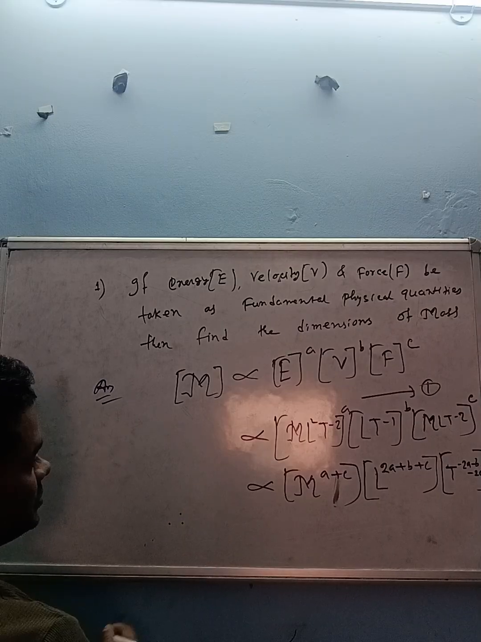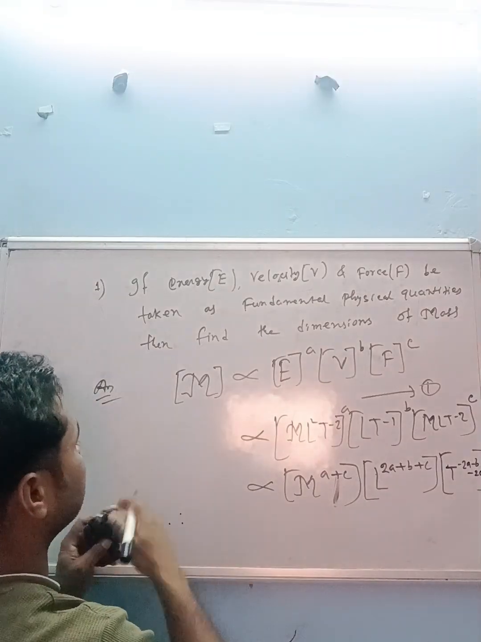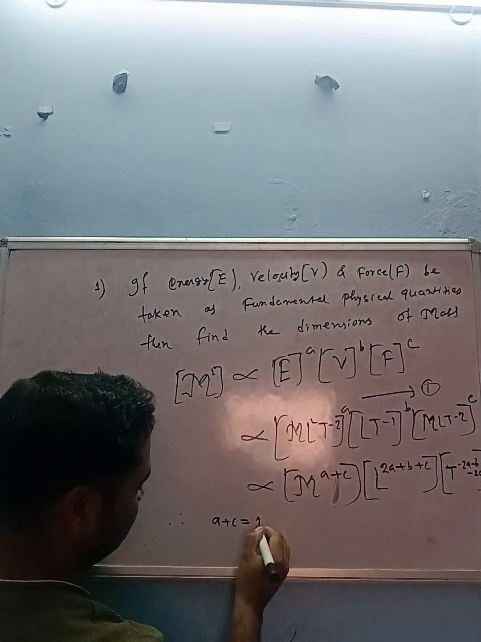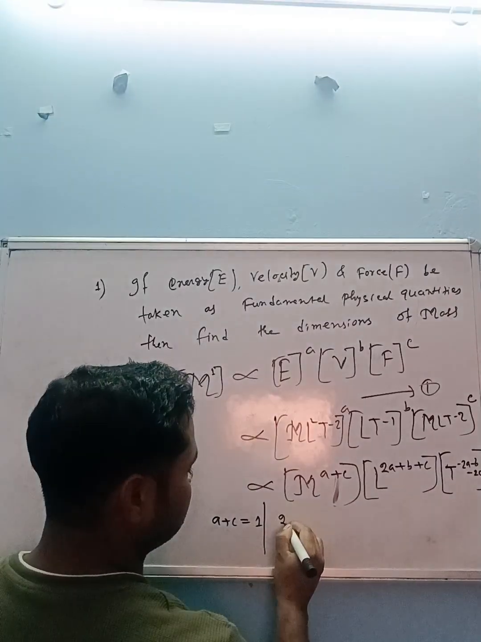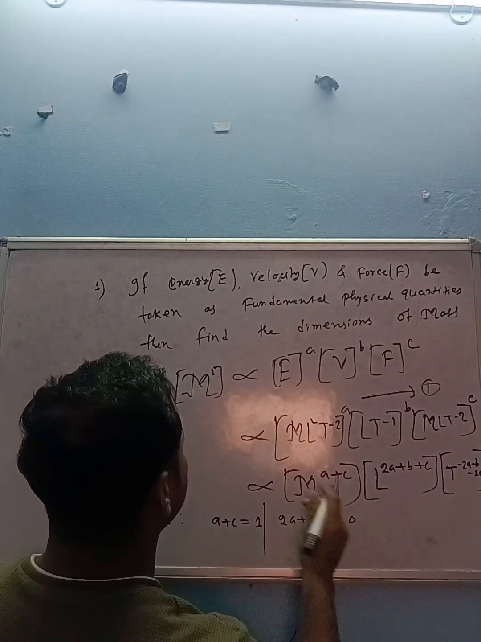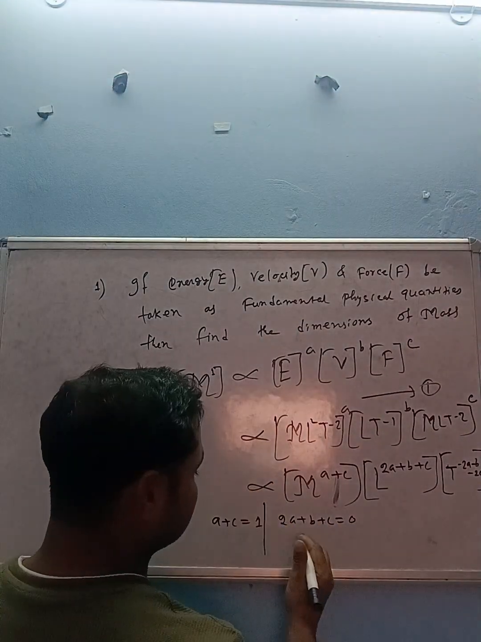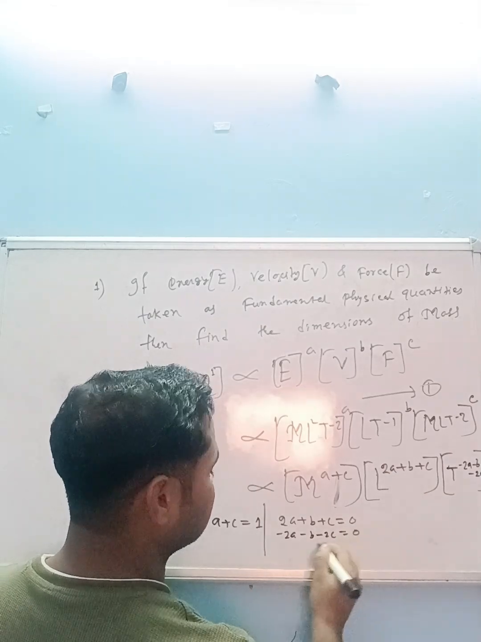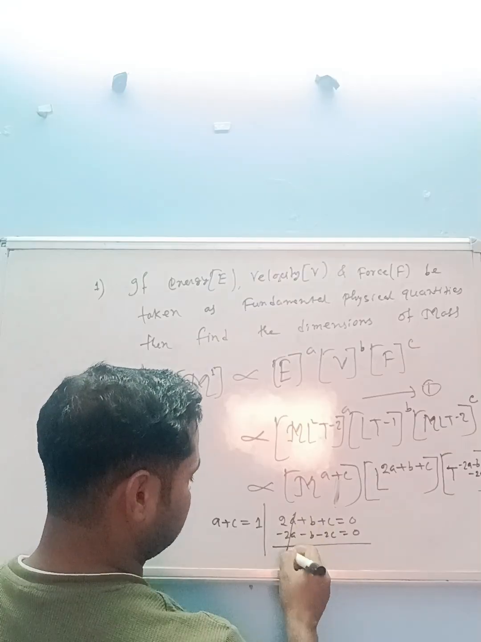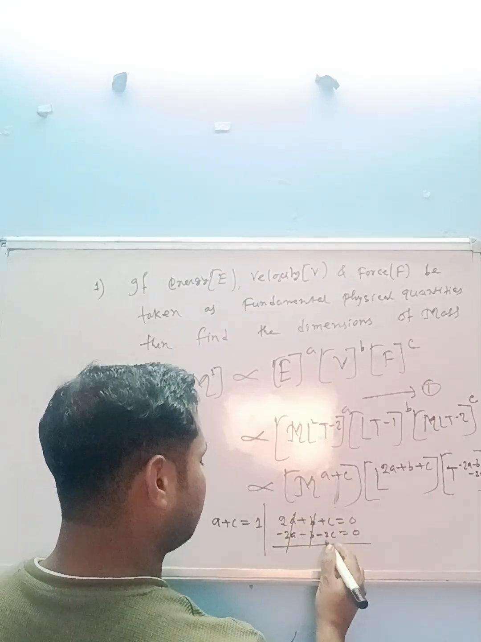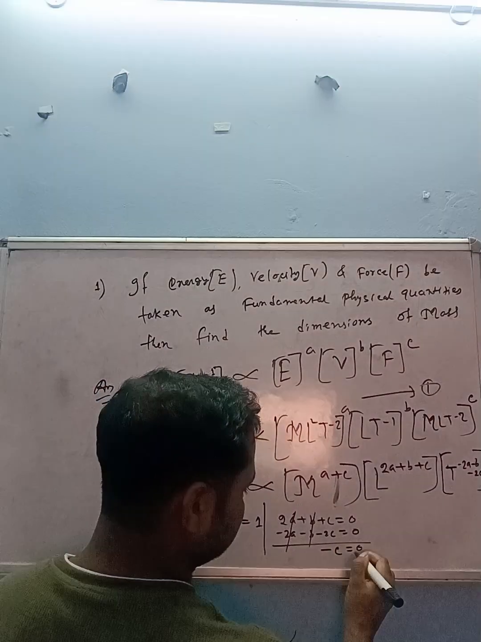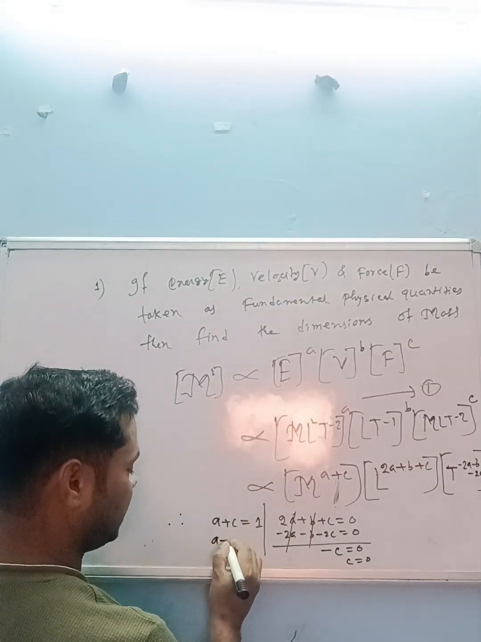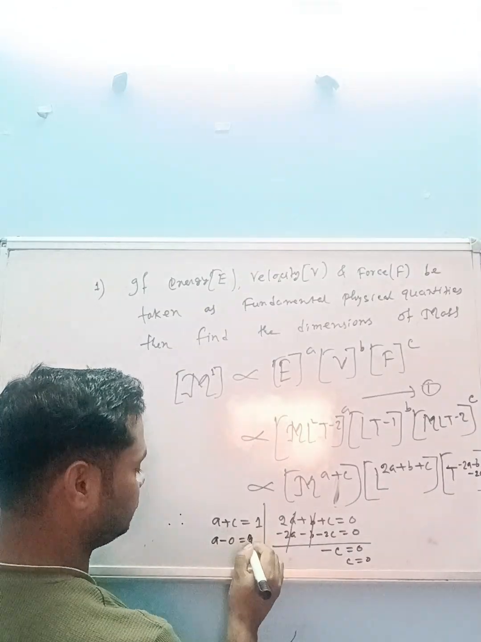Suppose the power of M on the left is 1, and on the right it is a plus c. So a plus c equals 1. Next, 2a plus b plus c equals 0, since L is not present on the left, so 0. Next, minus 2a minus b minus 2c equals 0. Cancelling 2a and b, we can say c equals 0. Okay. Putting c equals 0 in a plus c equals 1, a equals 1.